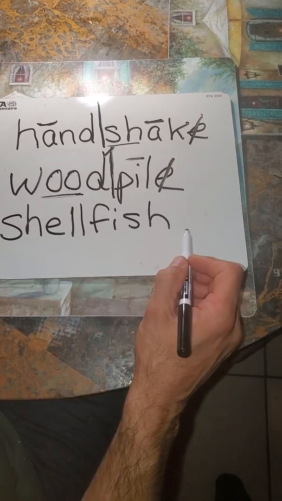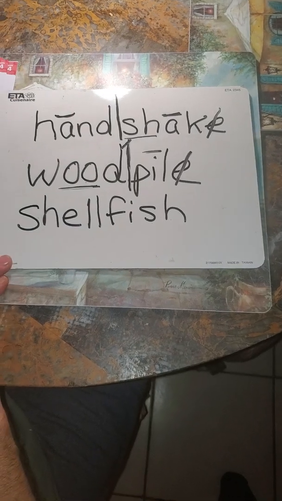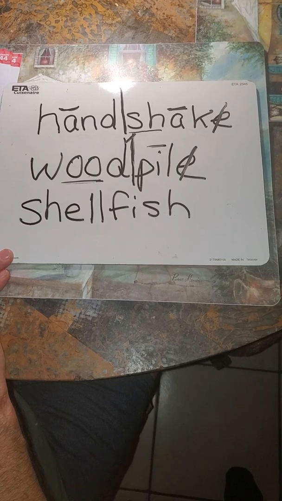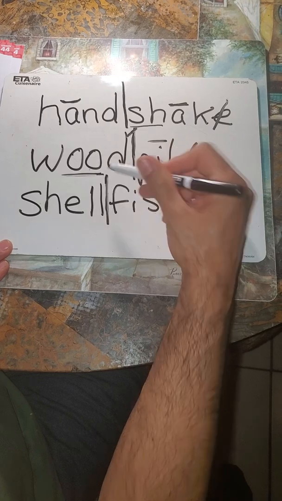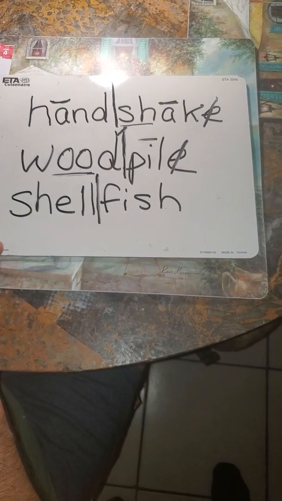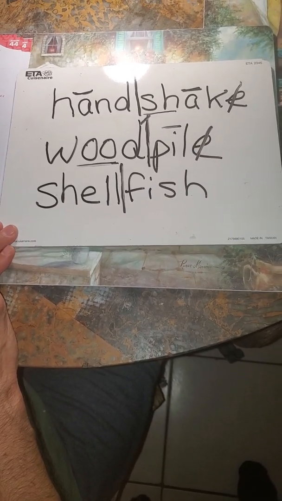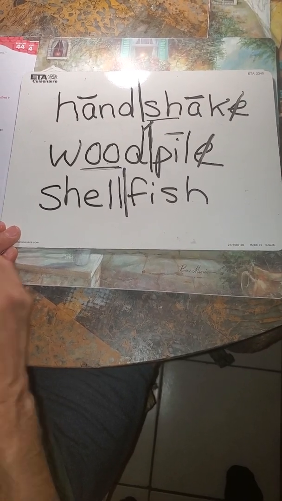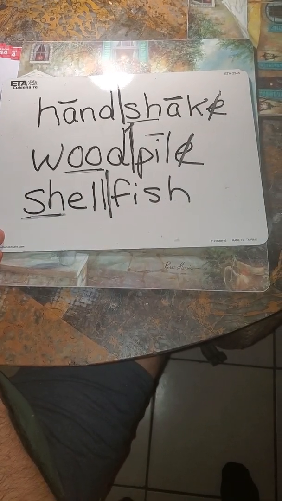Shellfish. Can you see the two words? Shell and fish making one word. Are you able to see the division line section? That's right. We're going to put it between the second L and the F, making it shellfish. All right? How do we code this word? First, we see a digraph, SH. Remember? Sh, sh. Okay, we're going to go ahead and underline those two letters, making it a digraph.